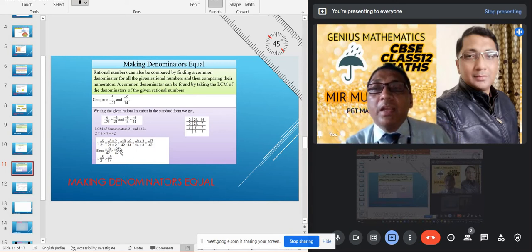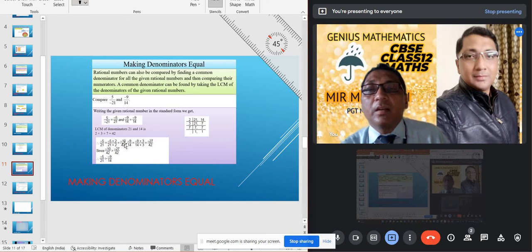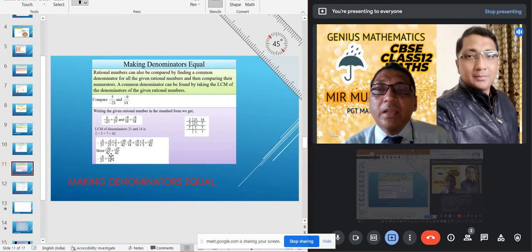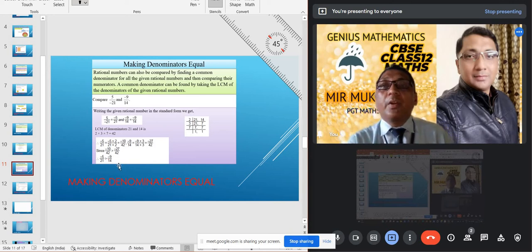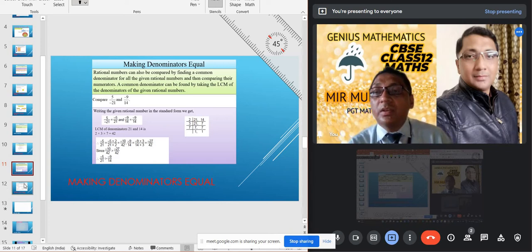Just multiply the first rational number by 2, and then we get minus 10 by 42. And the second, if we multiply by 3, we get minus 27 by 42. So out of these two, which one is bigger, minus 10 or minus 27? Here we can observe minus 10 by 42 is bigger than minus 27 by 42. So we can say minus 5 by 21 is greater than minus 9 by 14. So I hope you understood. Now, next slide.